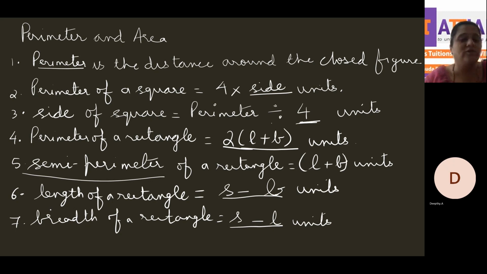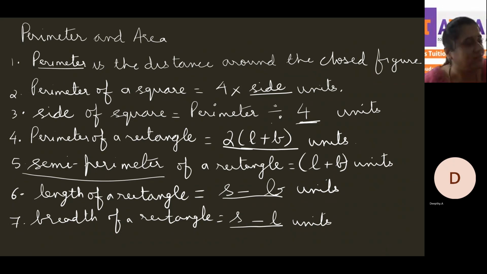Now how do we find the length of a rectangle? Length of a rectangle is equal to semi-perimeter minus the breadth. And breadth of a rectangle is semi-perimeter minus length. Semi-perimeter minus length is the breadth of the rectangle. Semi-perimeter minus breadth is the length of the rectangle.